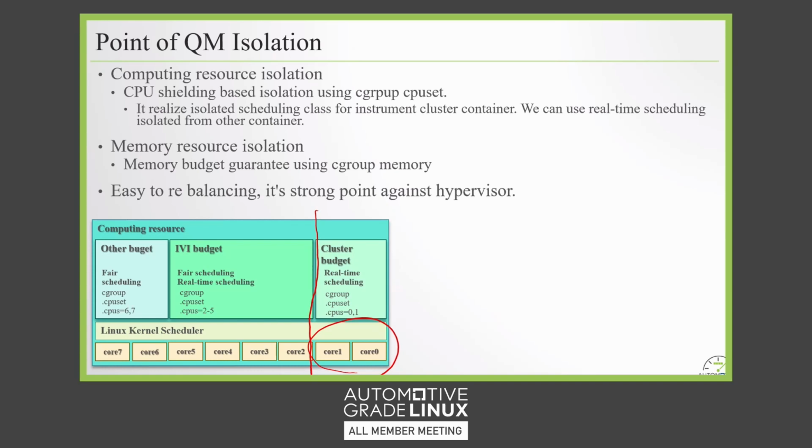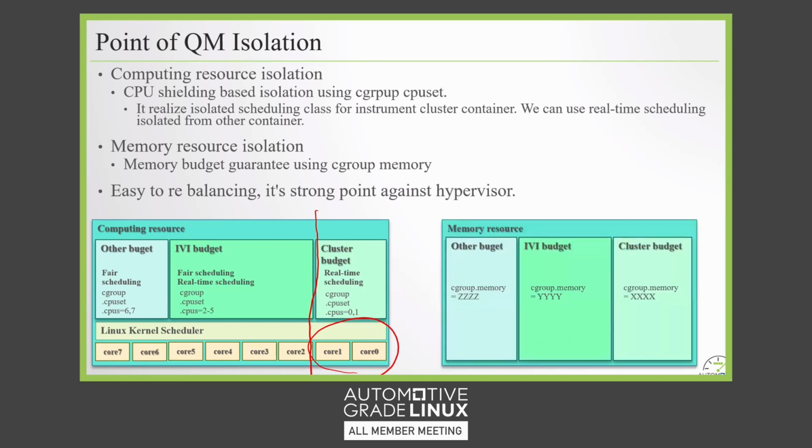Memory resource isolation is this one. Memory budget guarantee using the cgroup memory. For example, the cluster budget is 1 gigabyte, and the IVI budget is 2 gigabytes. It's easy to set up using cgroups by the Linux container runtime. And this Linux container strong point, easy rebalancing, is its strong point against the hypervisor.